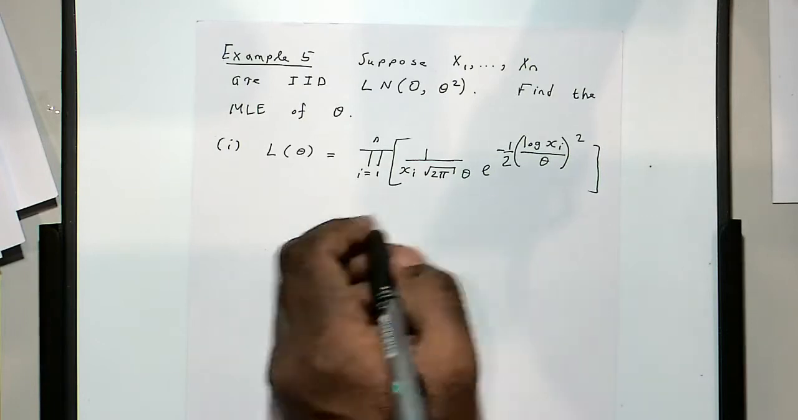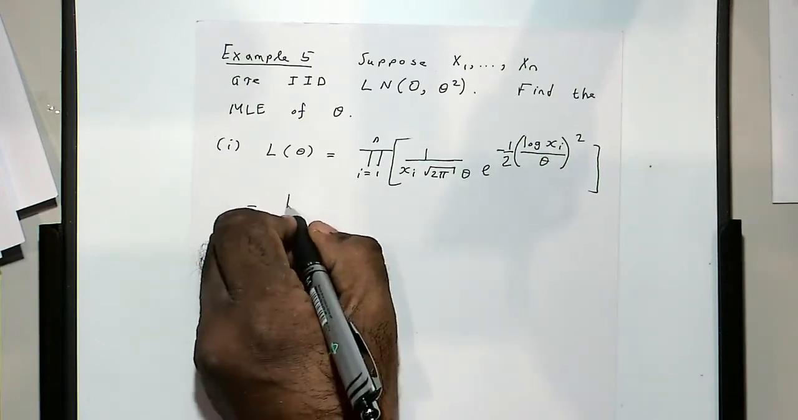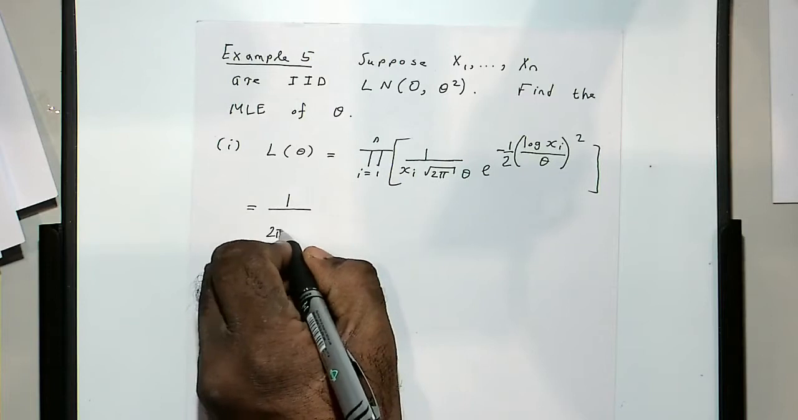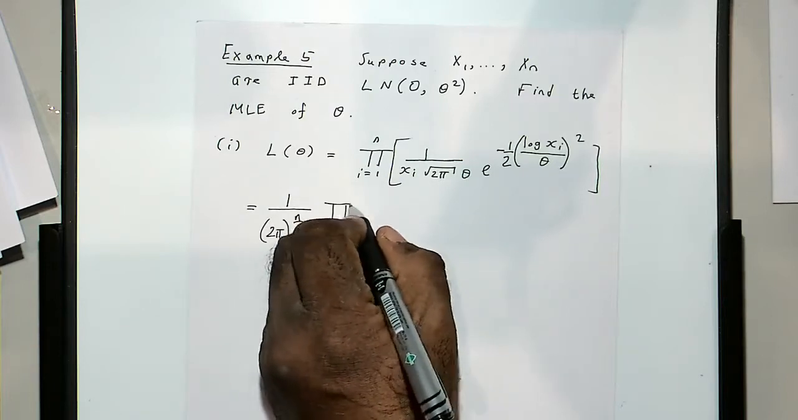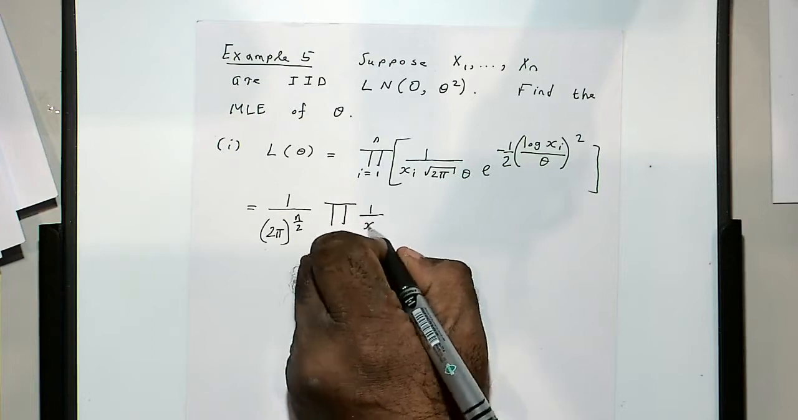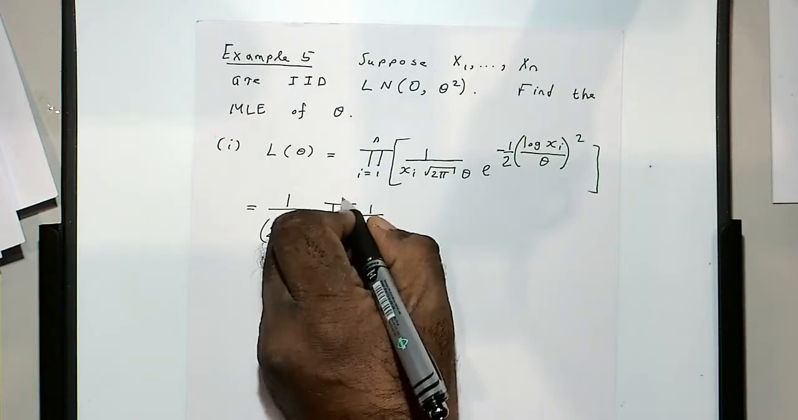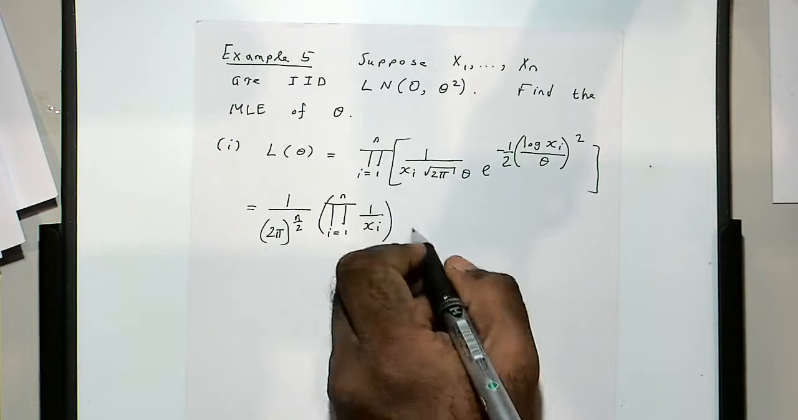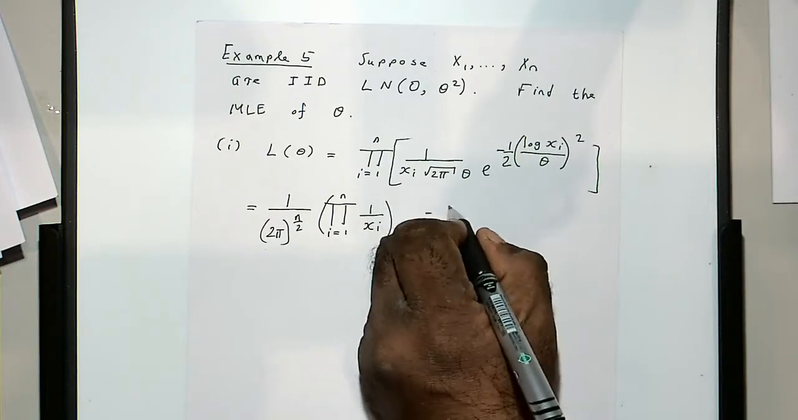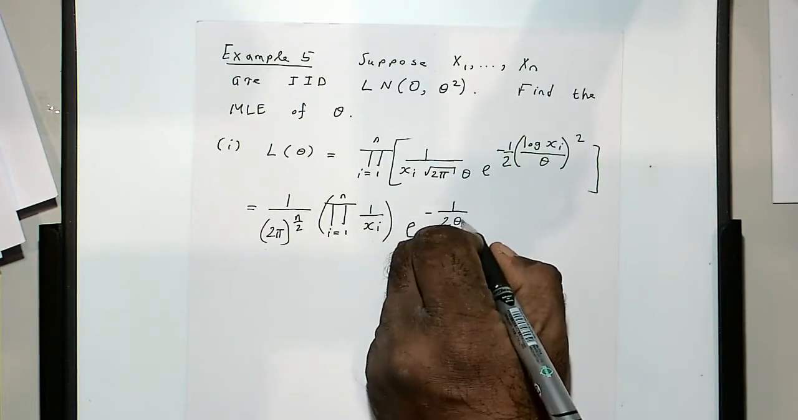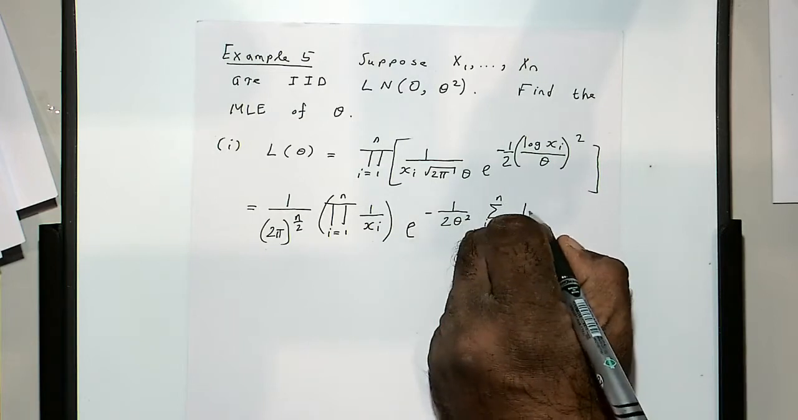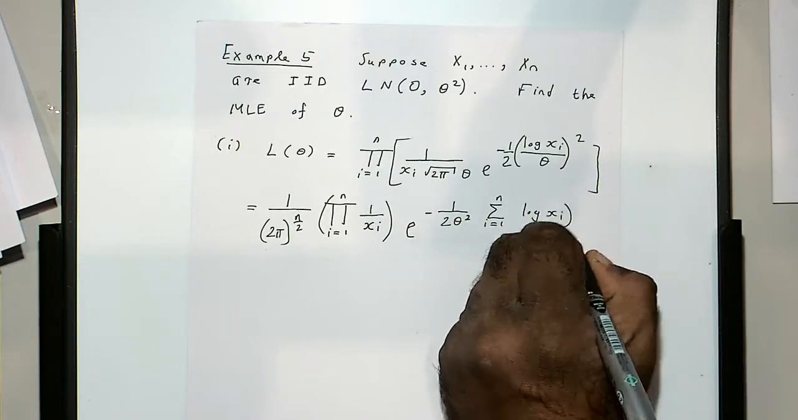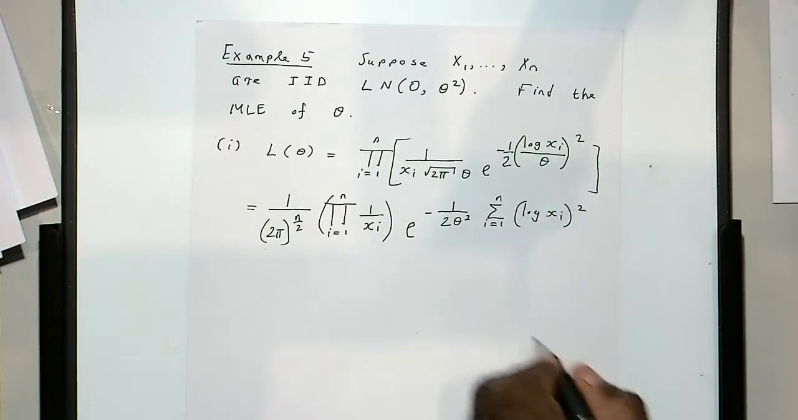Now, if you simplify this, guys, this will be 2 pi to the power n over 2 times the product. I'm doing this quickly just to save time. Hope you don't mind. Times this, and then exponential of minus 1 over 2 theta squared times the sum from i equals 1 to n of log of xi squared. So this is the simplified form of the likelihood function, right?